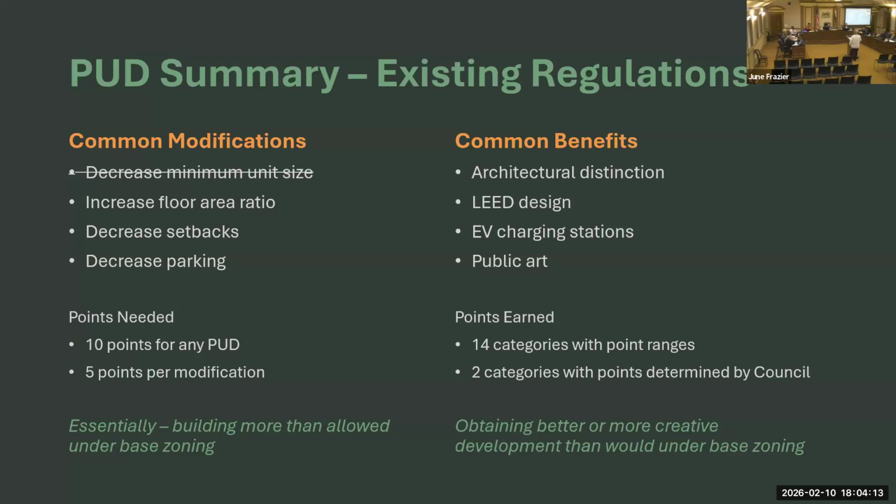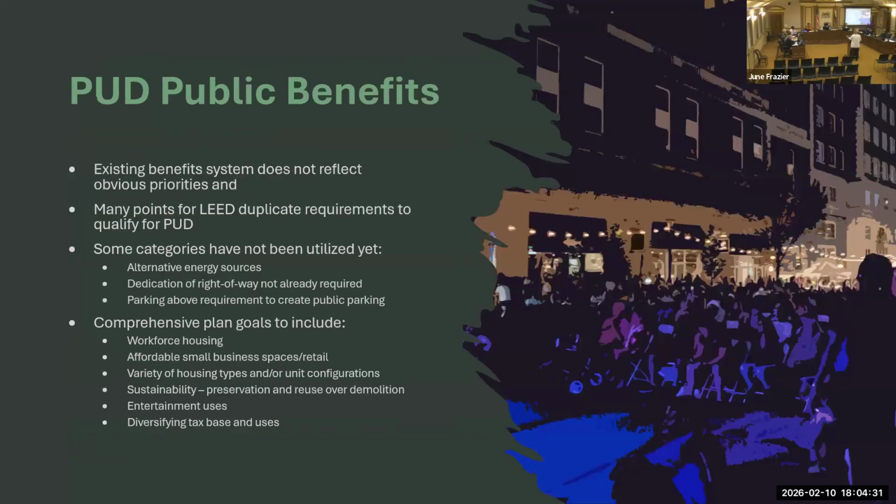And then our common benefits, so we're trying to create that more creative development. We see architectural distinction, we see LEED, EV charging, and public art is what's most commonly used right now. And the modifications establish how many points you need, and then you have all of the points assigned to the benefits. So in reviewing previous projects, best practices, everything like that, our takeaway was that the existing system really doesn't reflect what I would call some of our obvious priorities. Those are the ones that we value the most.